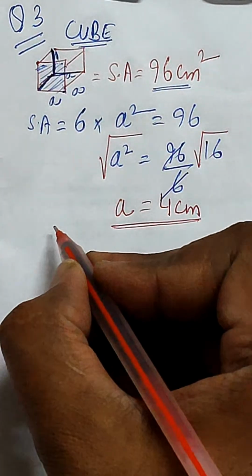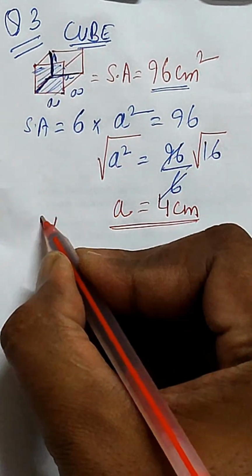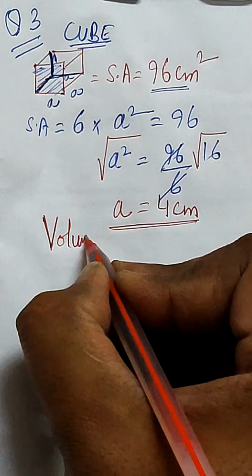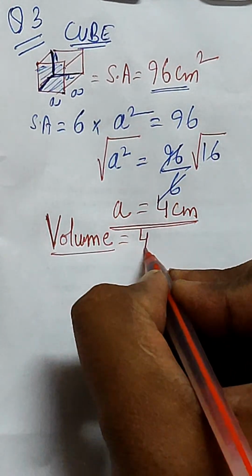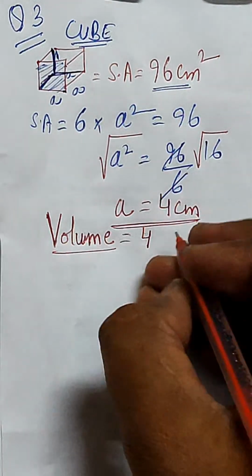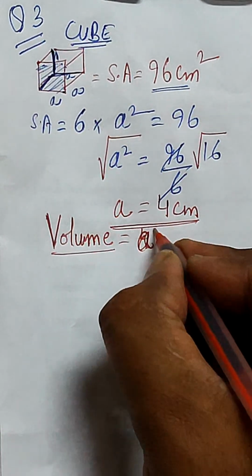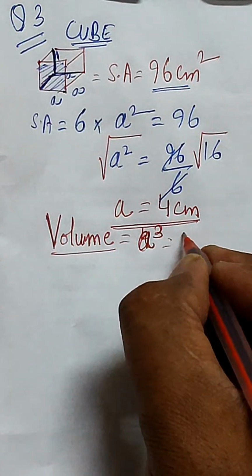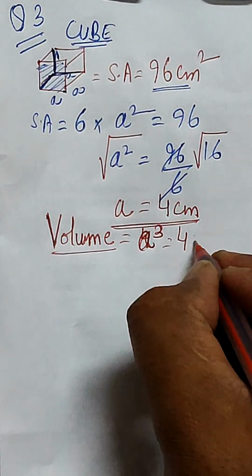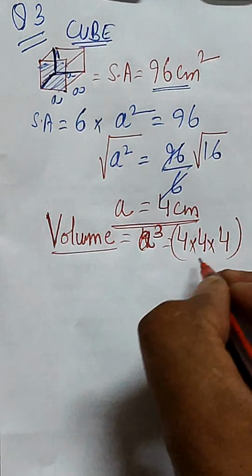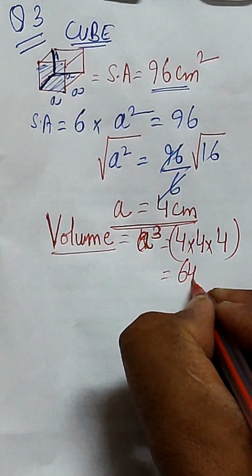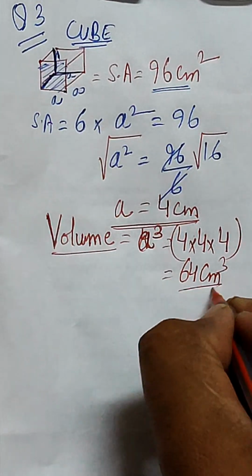Now the volume of such a cube is equal to side cube, that is A cube, right? So that is equal to 4 into 4 into 4, which is equal to 64 centimeter cube. So in this way we have calculated.